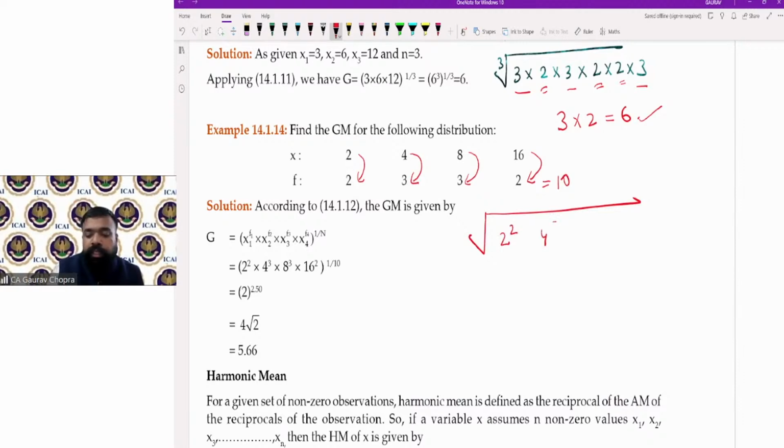4 is coming 3 times, 8 is coming 3 times, 16 is coming 2 times. And then perform the 10th root.